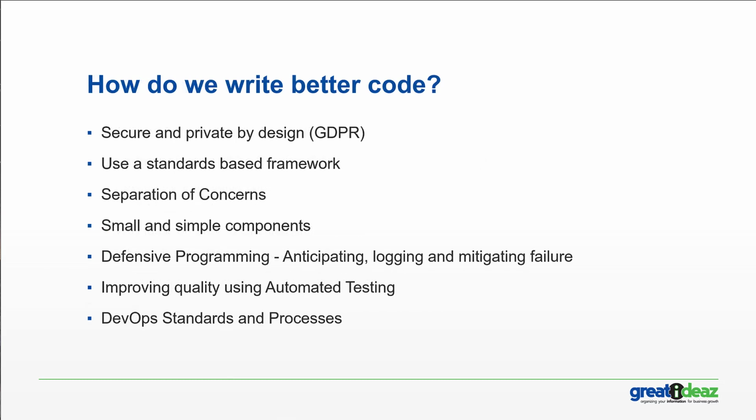So the first question we need to address is how do we write better code in the first place? Irrespective of whether we're building a SOA-based application or a monolithic application or a client server application, how do we improve the quality of the code that we're writing? Well, over the last 5-10 years, security and privacy have become a primary focus for many enterprise applications.